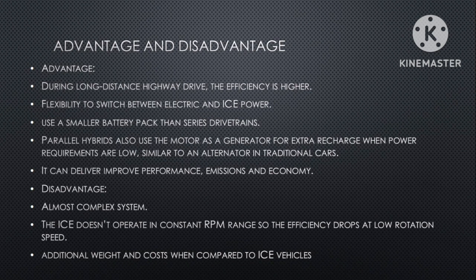For the disadvantages, it is a rather complex system, because the engine, gearbox, and traction motor or generator are connected in parallel, and if it's front wheel, the transaxle should also be there, and there is a generator, so it's a little complex system. The ICE doesn't operate in a constant RPM range, so the efficiency drops at low rotational speed, with additional weight and cost when compared to ICE vehicles, because it has many more components.